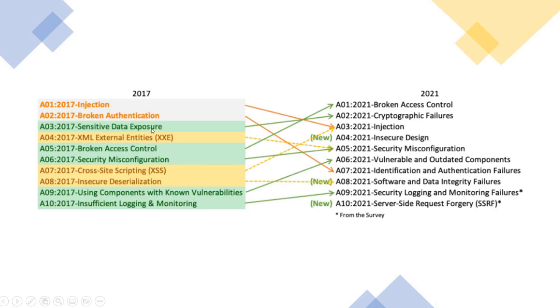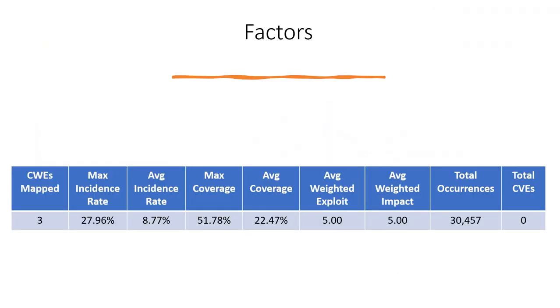As you can see, in 2017 it was in the 9th position, which was using components with known vulnerabilities, but it has been changed to 6th position, which is vulnerable and outdated components. There are various parameters through which it has reached the 6th position. These are some of the parameters through which it has secured the 6th position.